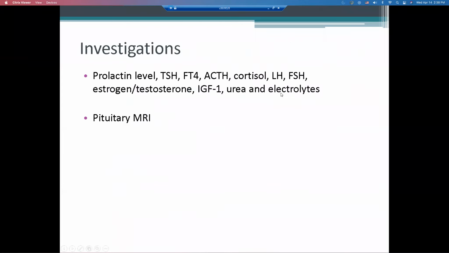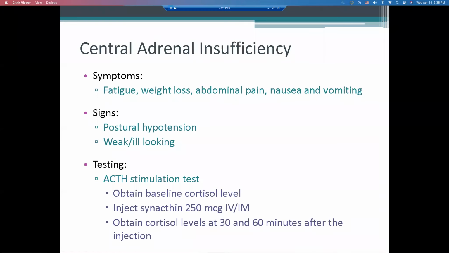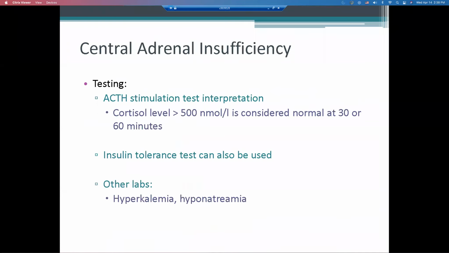Sorry, I don't know what happened here. Okay, so let's move on.